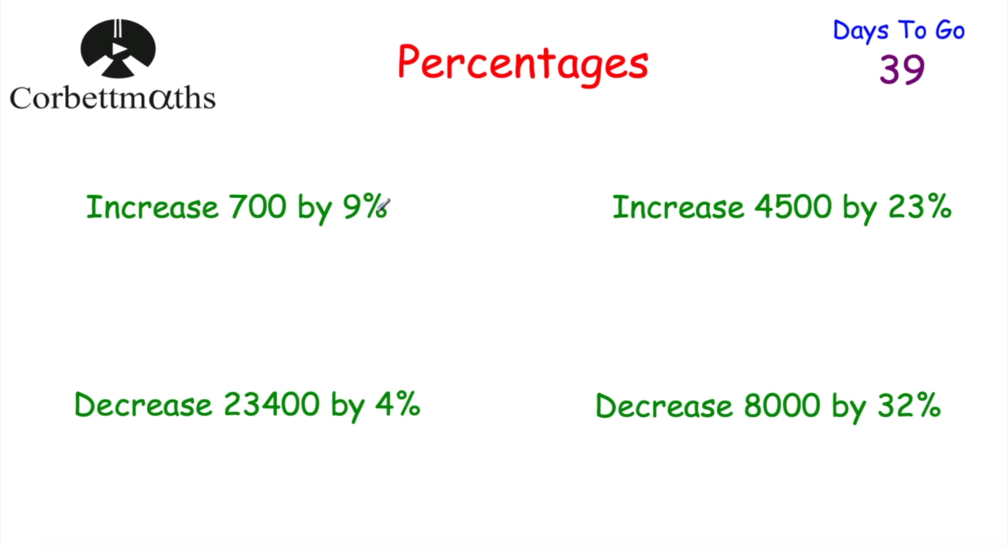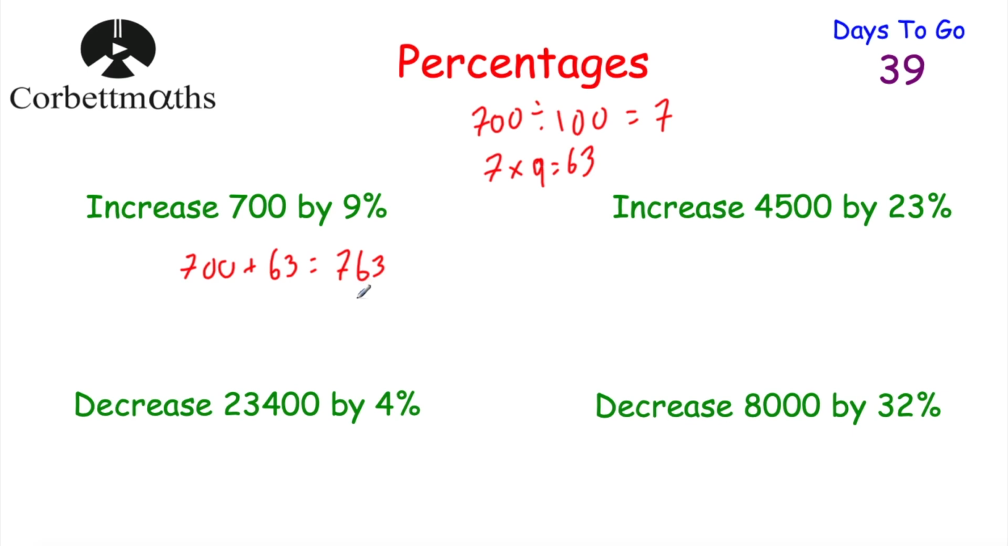So if I wanted to increase 700 by 9%, well, let's find 1% to begin with. So 700 divided by 100 tells us 1%. So 700 divided by 100 is equal to 7. And then if we take our 1%, which is 7, so 7 multiplied by 9, because we want to find 9%, that's equal to 63. And we wanted to increase this by 9%, so that means we want to add that on. So 700 plus 63 is equal to 763. And if you got that, well done.